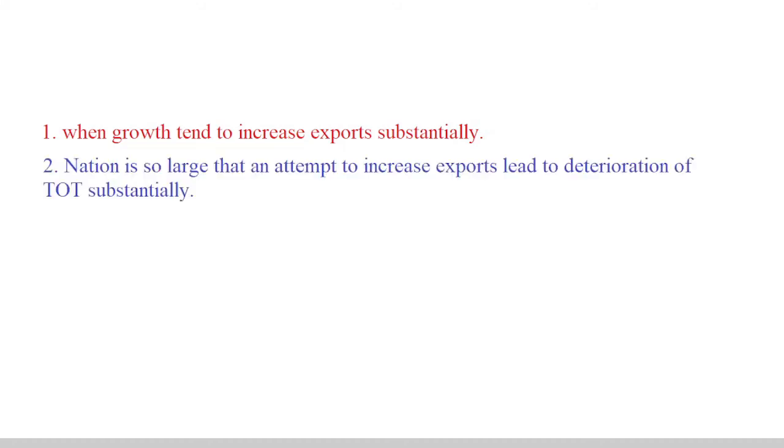The second reason given by Salvatore is that the nation is so large that an attempt to increase exports leads to a substantial deterioration of terms of trade. When nations are very large, for example the US, if the US tries to increase its exports now, it will have to decrease the price, so prices will fall. You can take the example of crude oil. When OPEC and other oil producing nations try to increase their export of oil, the price of oil falls. The price per barrel is right now somewhere around 100. If they try to increase the export of oil, it will come down to 70, 80, or even lower than that. So in that case also your terms of trade will fall substantially.